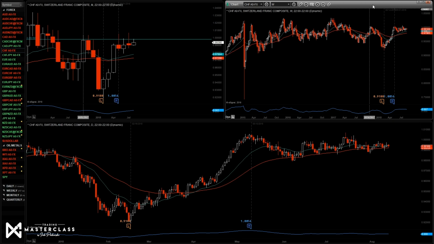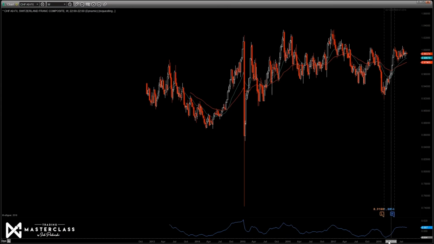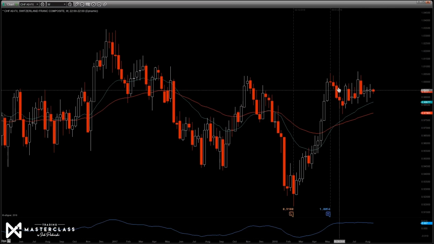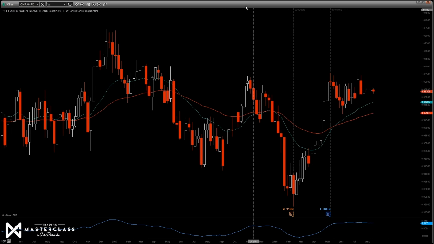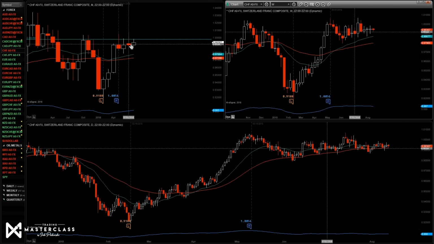On a weekly, well, you got chop, you got consolidation. Price action is moving sideways, right? So we can't really go short based on that monthly rejection, even though it's not the best setup. I'm just using this as an example.